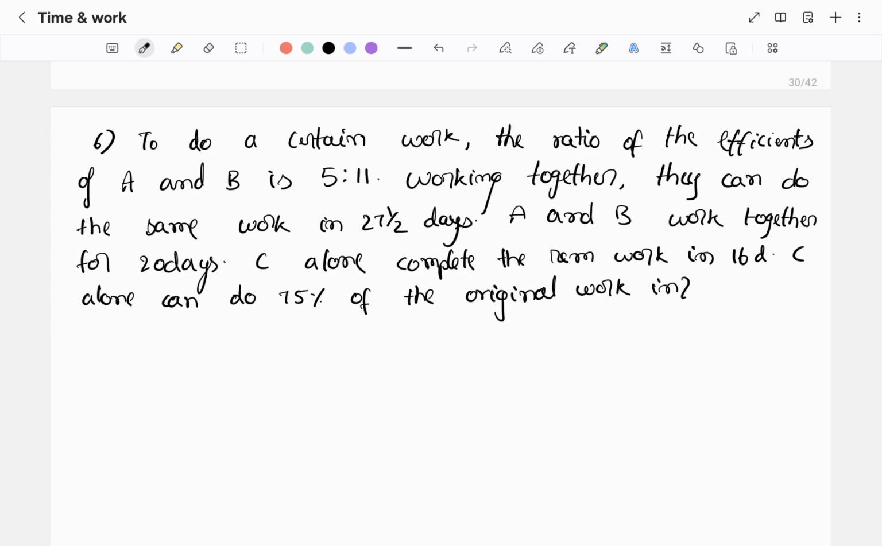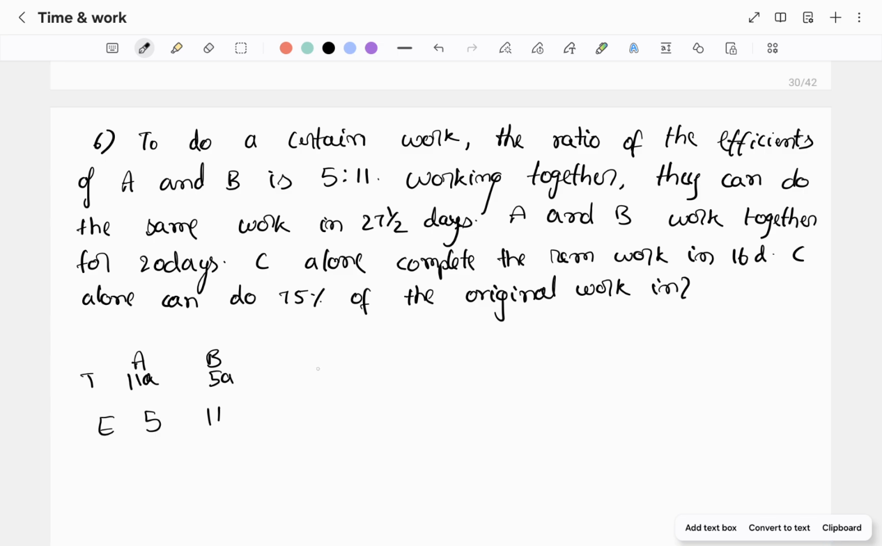Good. Okay. So actually A and B's efficiency is given. Efficiency ratio is 5:11, then the time ratio will be 11A, 5A. This we have already discussed. Then they can do the same work in 27 1/2 days working together. But A and B work together for how many days? 20 days. Okay.